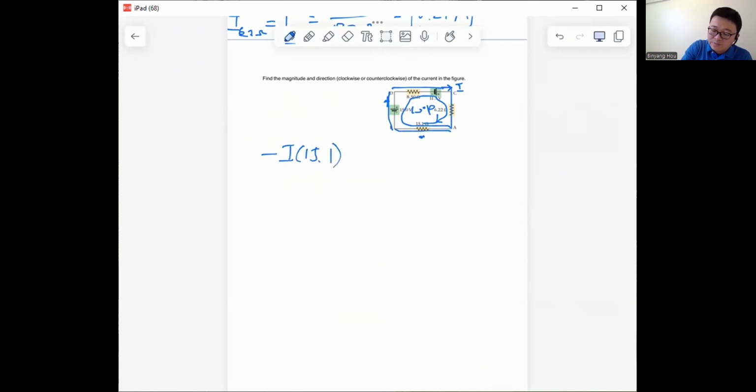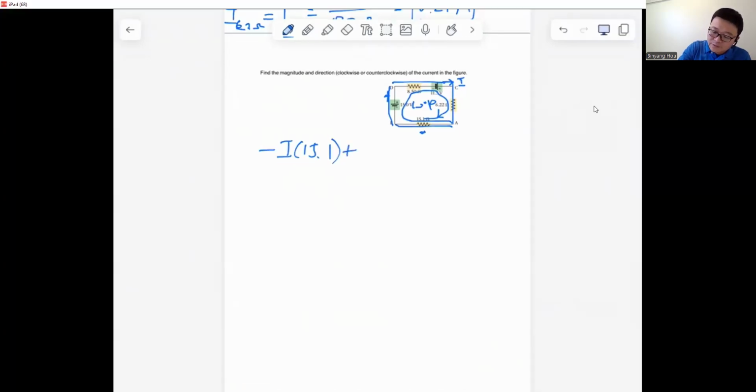Now the second one here is the battery. I'm going from negative terminal to positive terminal, so my voltage should increase. So I should have plus 15 volts on that. The third element is this guy. Current and loop are in the same direction, so it'll be minus I times 8.5 ohms.